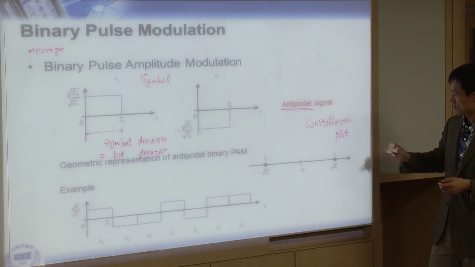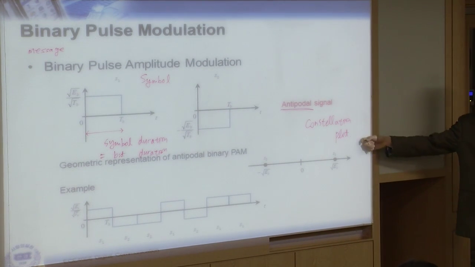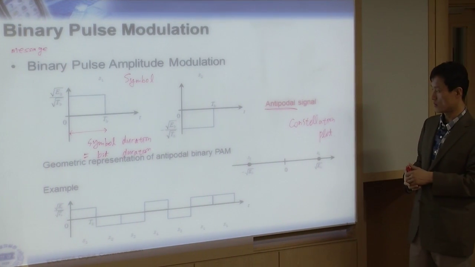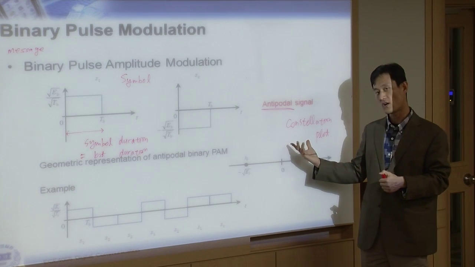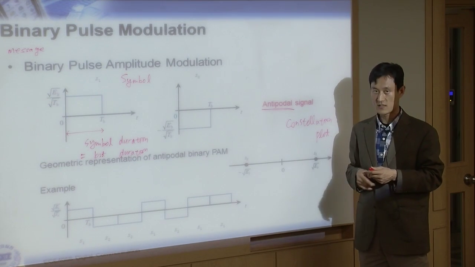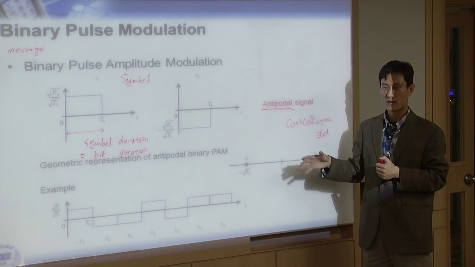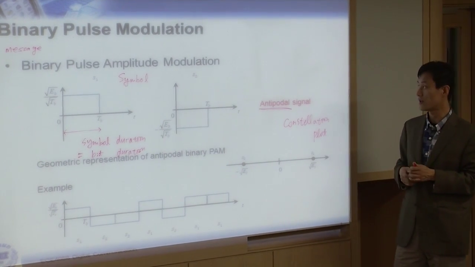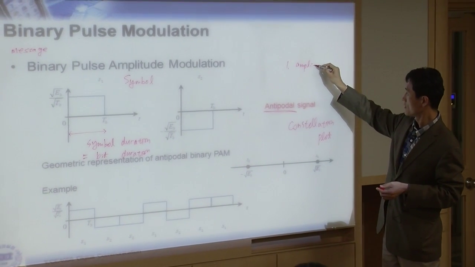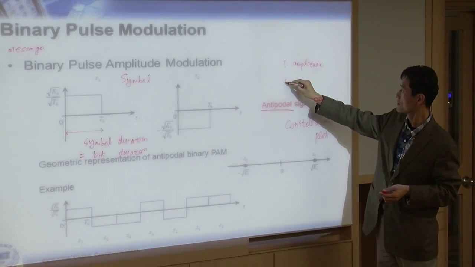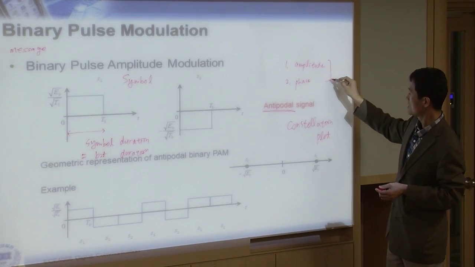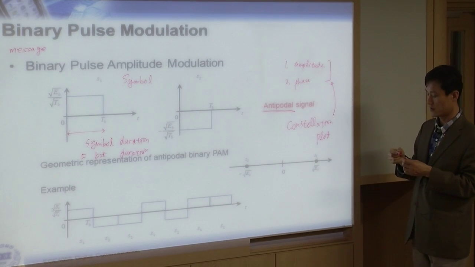Constellation. Okay, we're going to see constellation plot many, many times later. This constellation plot gives you an idea what this symbol looks like. What you can see from this constellation plot is first amplitude, second phase. We get this information from the constellation plot.